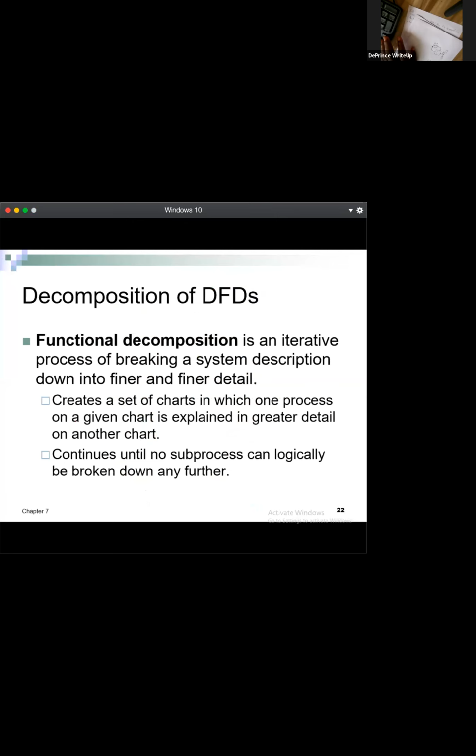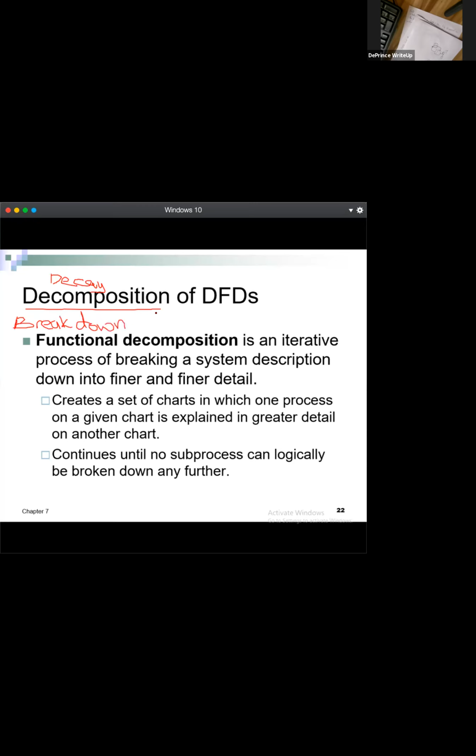Functional decomposition. What is functional decomposition? If you know the word decomposition, it comes from the word decay. When an organic material like a plant or animal dies, you bury it or whatever, it will decay or rot. Basically, what this is saying is breakdown.